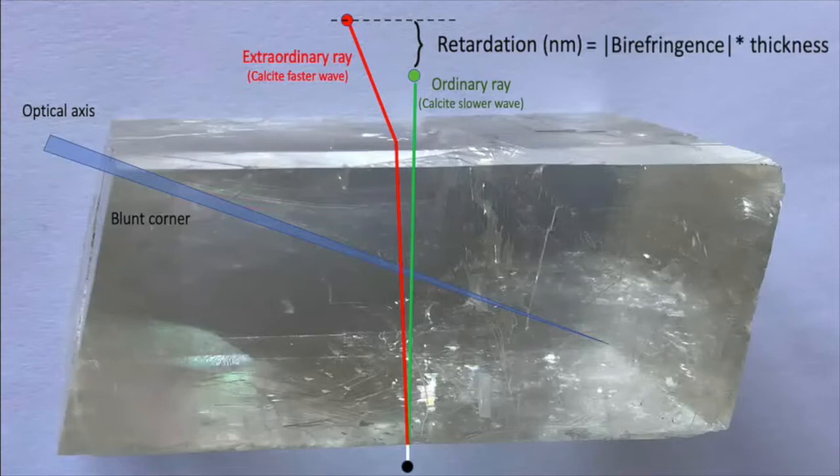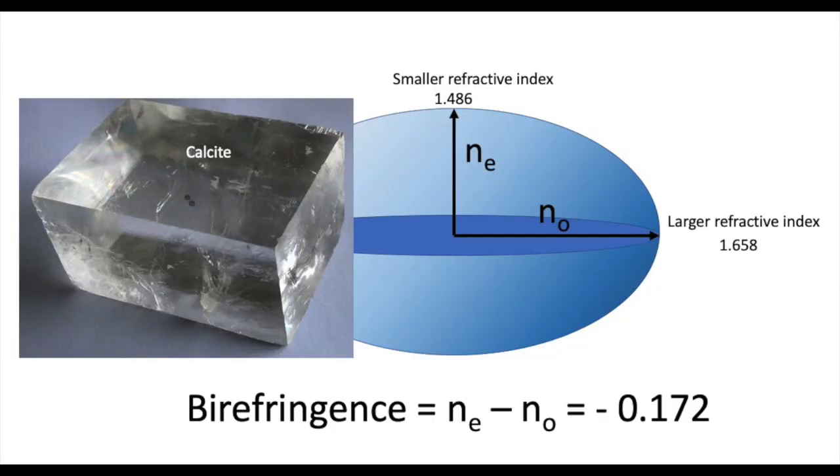We saw earlier how birefringence expresses itself. But how is it calculated? Birefringence varies according to the orientation of the crystal, but its maximum value is calculated as the subtraction between the two refractive indexes, Ne and No. For calcite, this is equal to minus 0.172. It's a negative value because Ne is smaller than No. And this is why we say that the optical signal of calcite is negative. We'll return to this later.